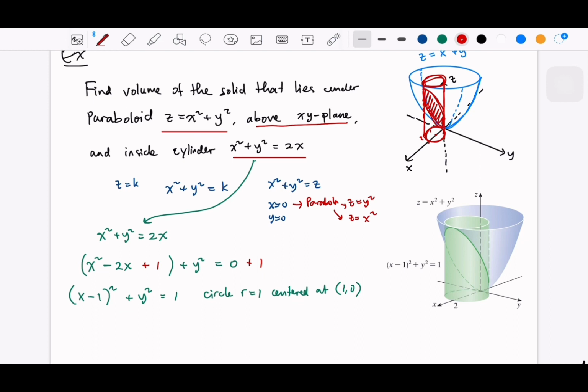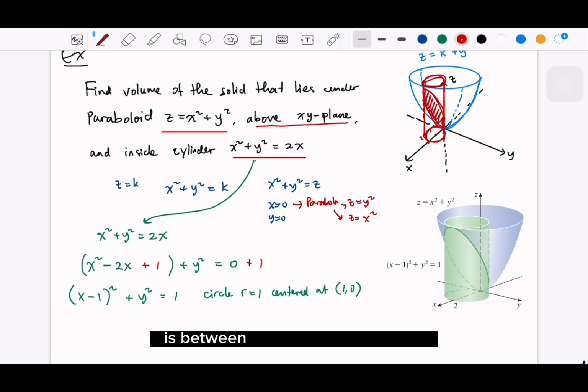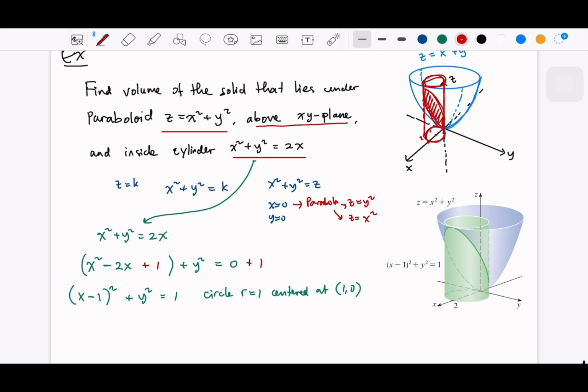So the solid is between the top of the paraboloid, the cylinder, okay, and above the xy plane. So this one is under the paraboloid. This is the cylinder, inside the cylinder, and then above the xy plane. So this will be our focus. Okay.